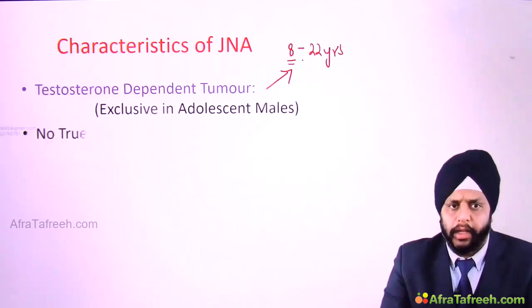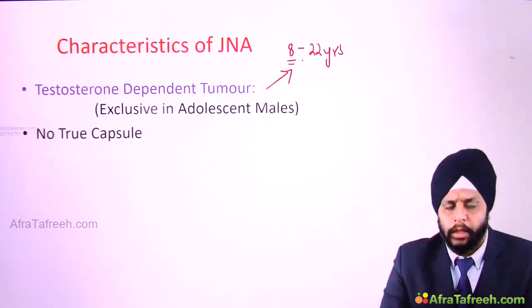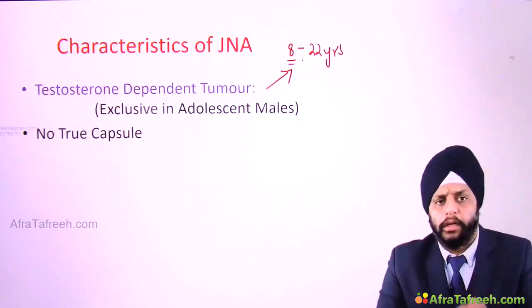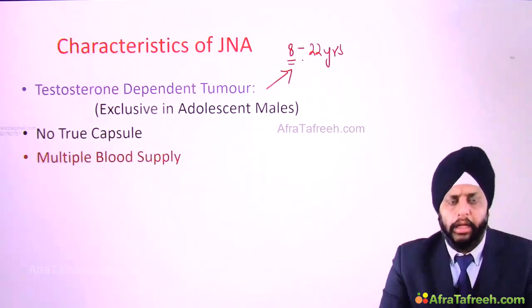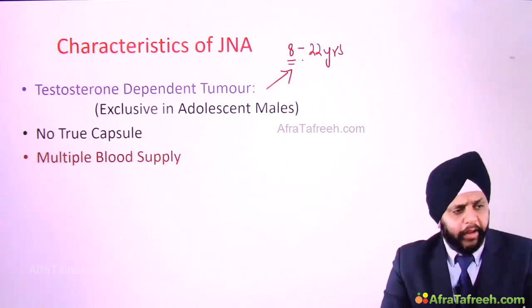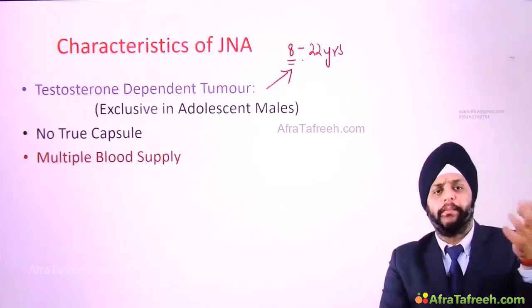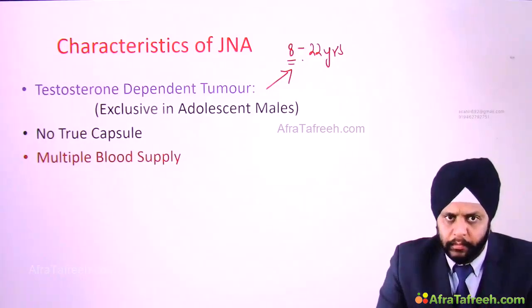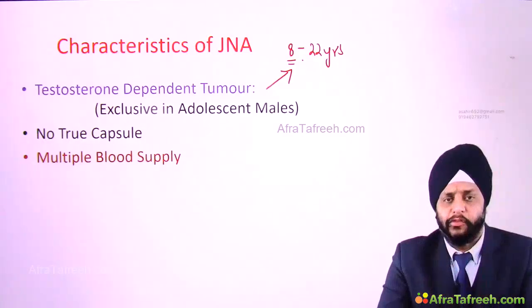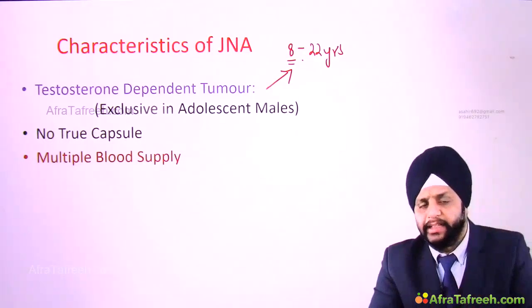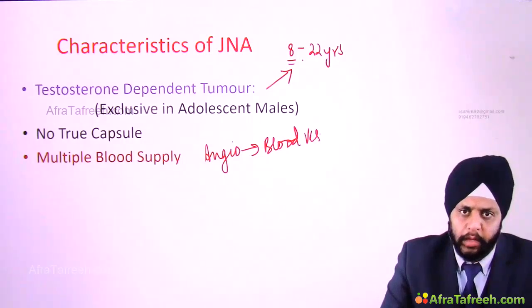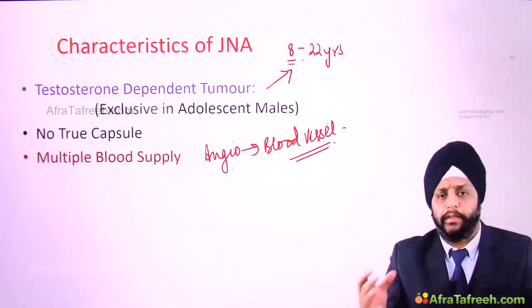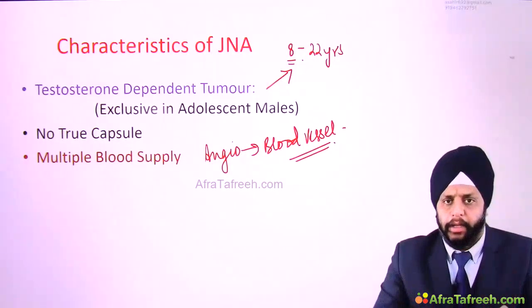All right. Now what else? There is no true capsule. Although this is a benign tumor, this tumor does not have a true capsule. Right? Okay, it has multiple blood supplies. In fact, wherever it grows, it will take the blood supply from that place. Okay, and remember, this tumor is juvenile nasopharyngeal angiofibroma. Now, whenever I say the word angio, I automatically mean blood vessel. So this tumor is made up of blood vessels. It is taking multiple blood supplies, right?